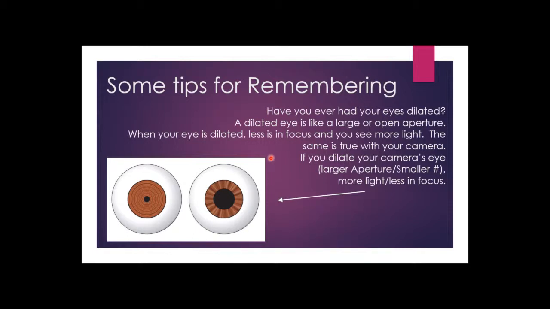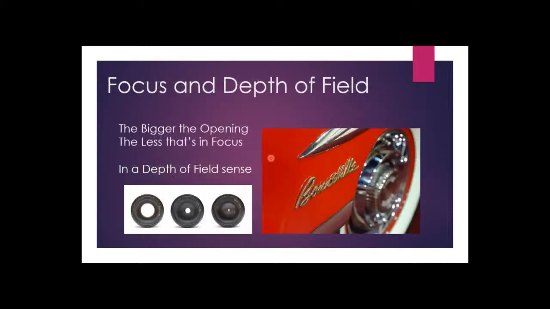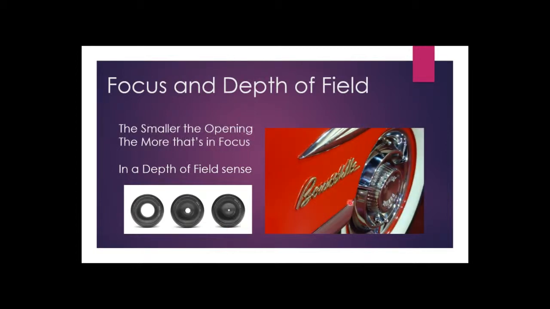So let's talk a little bit more about focus or depth of field. If I leave a big aperture opening, less is going to be in focus. The bigger the opening, the less it's in focus. So watch what happens. Right here we can see this is very much in focus, but it's very blurry in the background. If I change to a smaller aperture opening, look what happens. All of a sudden both of them are in complete focus. So that's how aperture is going to work for us in an exposure and a depth of field sense.